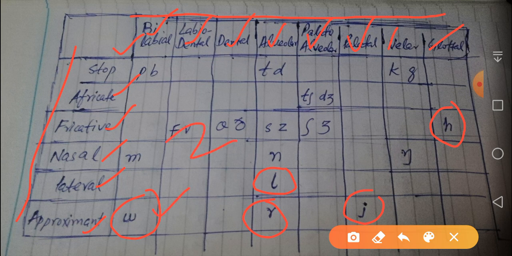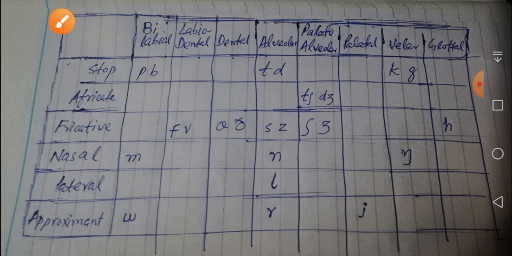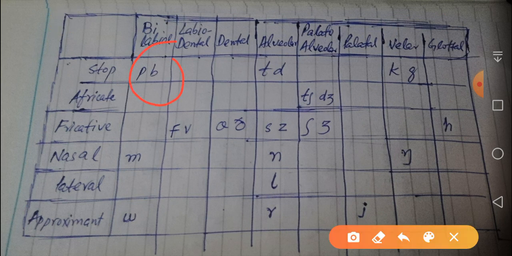So there are 24 consonant symbols or IPA symbols, and now how we are going to produce them. As you can see here, these two sounds, the first one is voiceless and this one is voiced. So in each pair, the first phoneme is voiceless and the second is voiced. So voicing is a feature of the voice box.